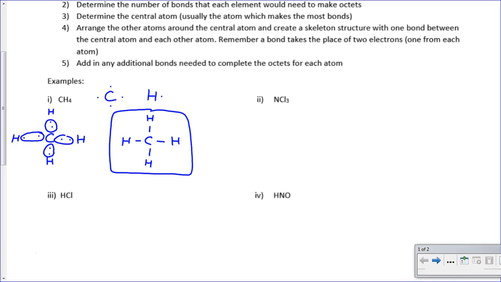All right, I'm going to do another one here. We've got NCl3. For this one, there's a nitrogen. Nitrogen has 5 valence electrons, so it looks something like this.